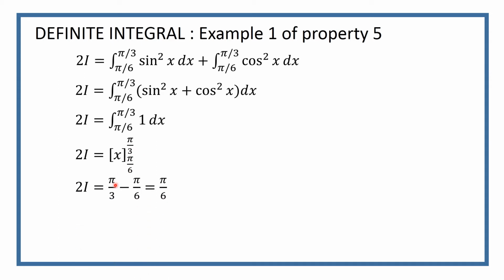So 2I will be upper limit minus lower limit, that is pi by 3 minus pi by 6, which equals pi by 6. So I will be pi by 12. Therefore, the last answer is integration pi by 6 to pi by 3 sine square x dx equals pi by 12. Students, if you write the last answer, you will get full marks in board. Okay?